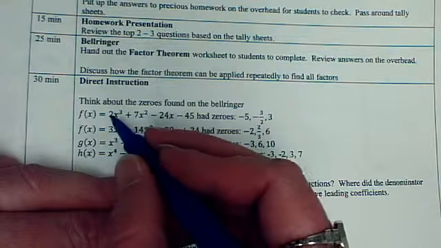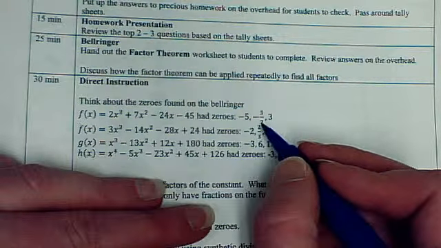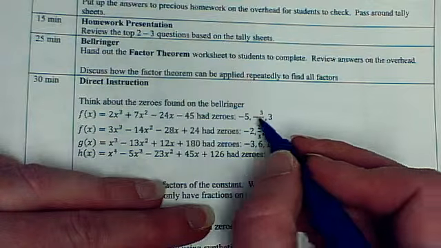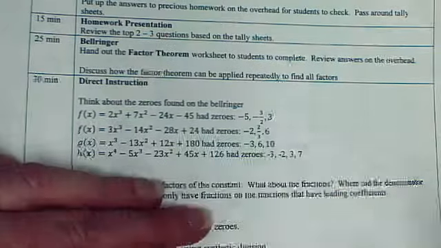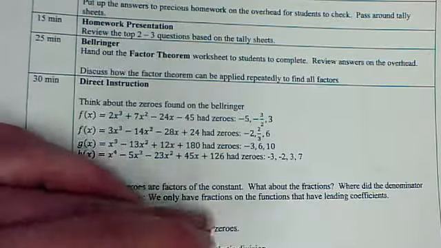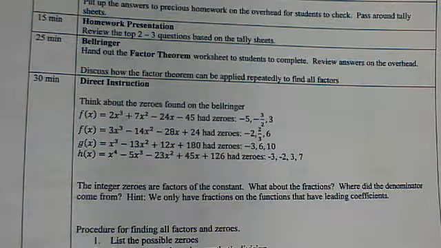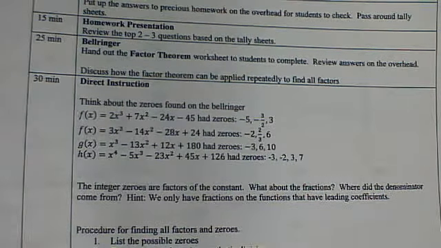Leading coefficients, look at the denominator. That one has a denominator of 2, leading coefficient of 2. Denominator 3, leading coefficient of 3. So we end up with these possibilities of having fractions if your leading coefficient is greater than 1. So let's try a couple of these.